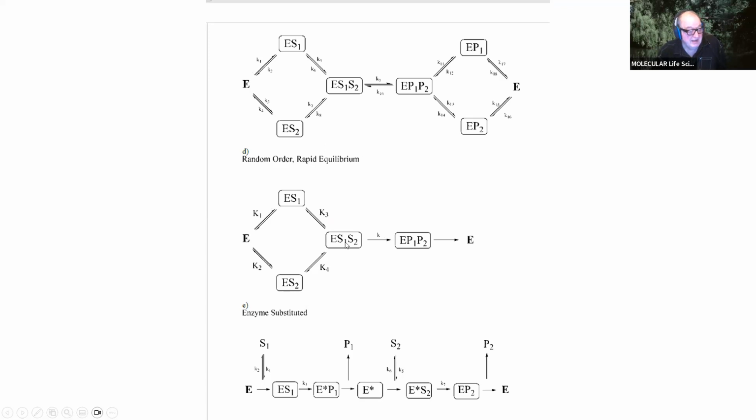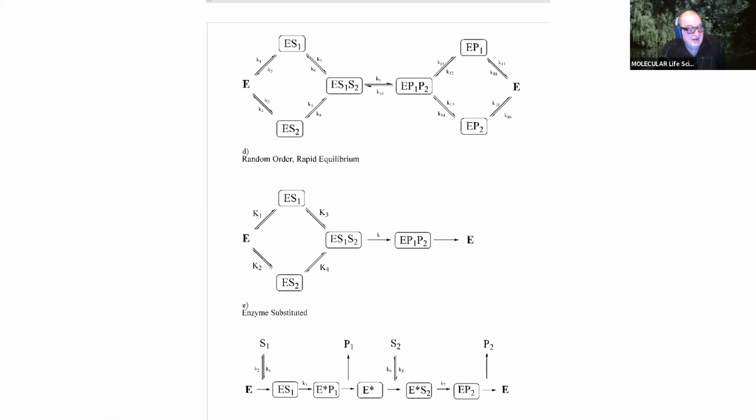Sorry, this is the rapid equilibrium. This is the steady state version where you've got individual rate constants, whereas in the rapid equilibrium, you put equilibrium constants. And then it could conceivably be an enzyme substituted mechanism or a Cleland nomenclature ping pong mechanism where substrate binds, product release, substrate binds, product release.